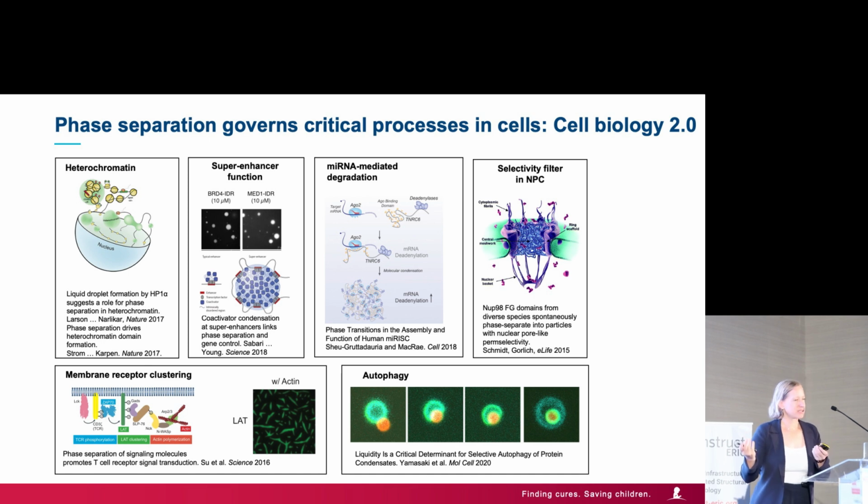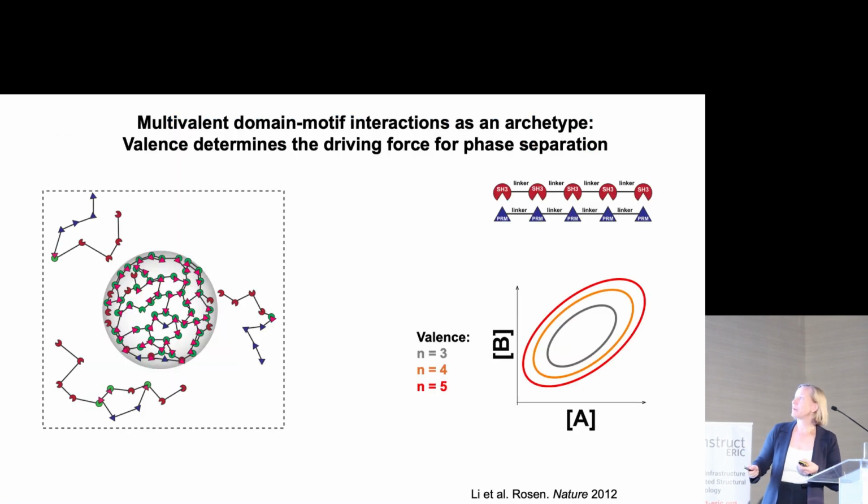So how does phase separation work? I briefly told you about these multivalent interactions, multiple domains interacting with a binding partner with multiple motifs. What we understand about this quite clearly is that the valence of these two proteins for each other is really important for the driving force for phase separation, which can be quantified in these kinds of phase diagrams here.